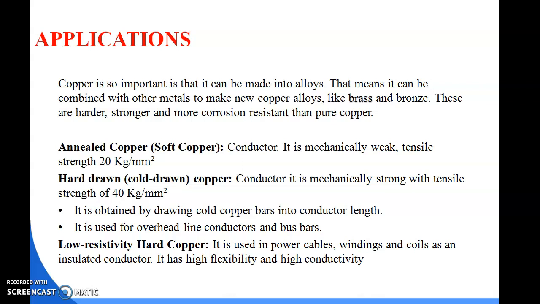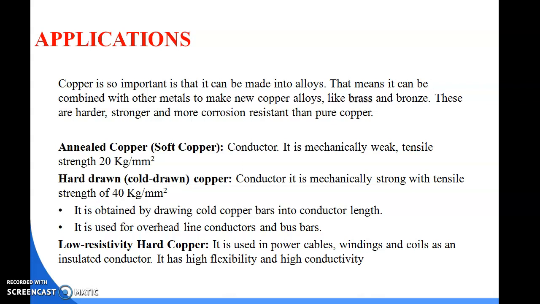There are three types we can consider. Annealed copper is mechanically weak, with a tensile strength of 20 kg per mm square. Hard drawn copper is mechanically strong, with a tensile strength of 40 kg per mm square. It is obtained by drawing cold copper bars to the conductor length. It is used for overhead line conductors and bus bars. Low resistive hard copper is used in power cable.